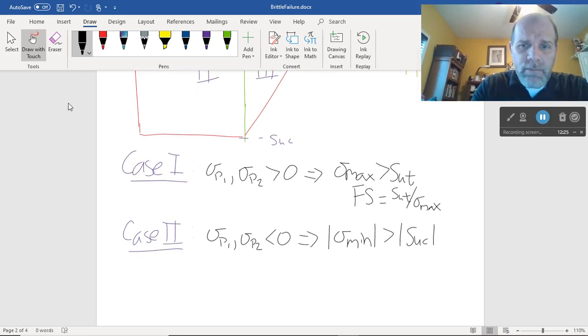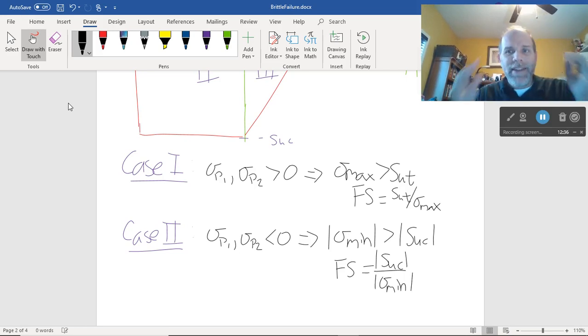What's my factor of safety? Well, that's going to be the magnitude of SUC over the magnitude of sigma min. Again, it looks easy. It looks like maximum normal stress theory.